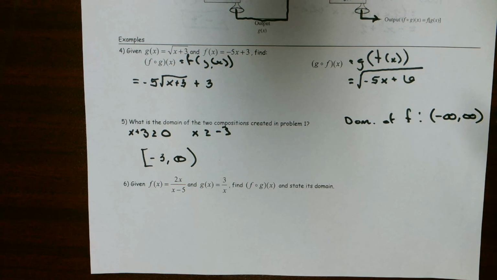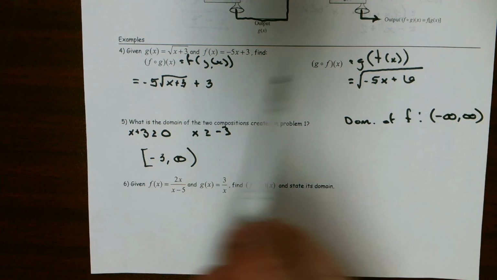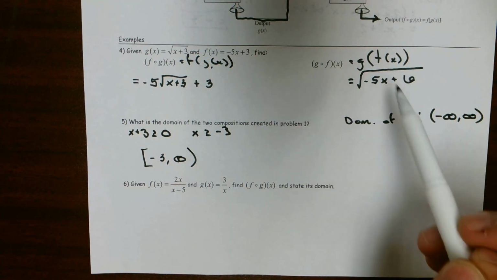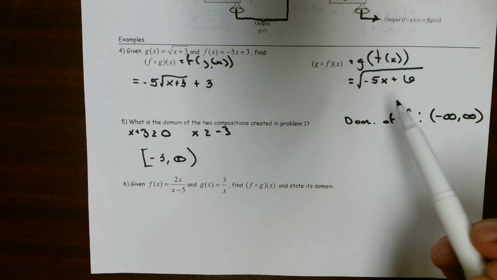But it's important now we have to look at this. We have to say, okay, well, I'm allowed to put whatever I want into f. That's great. But now look at your final function. Can I put whatever I want into this final function now? No, it's underneath an even radical.